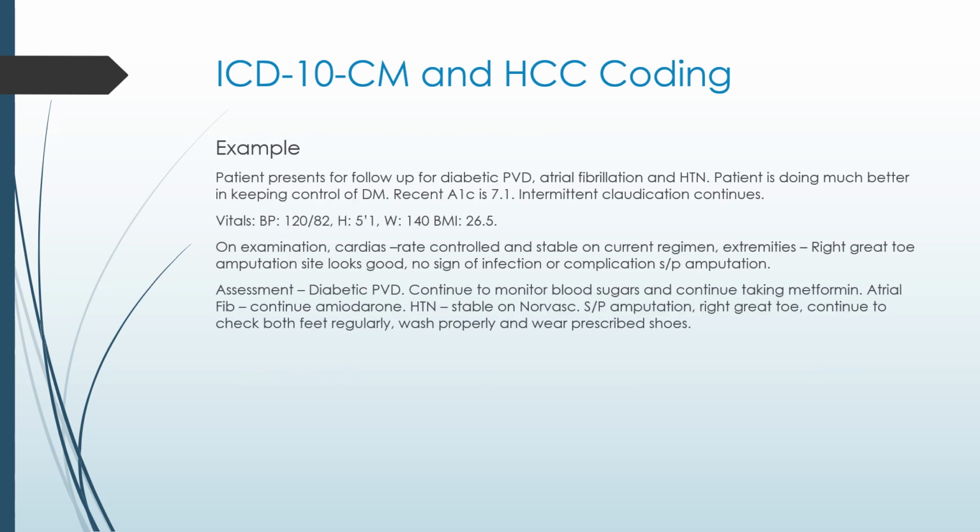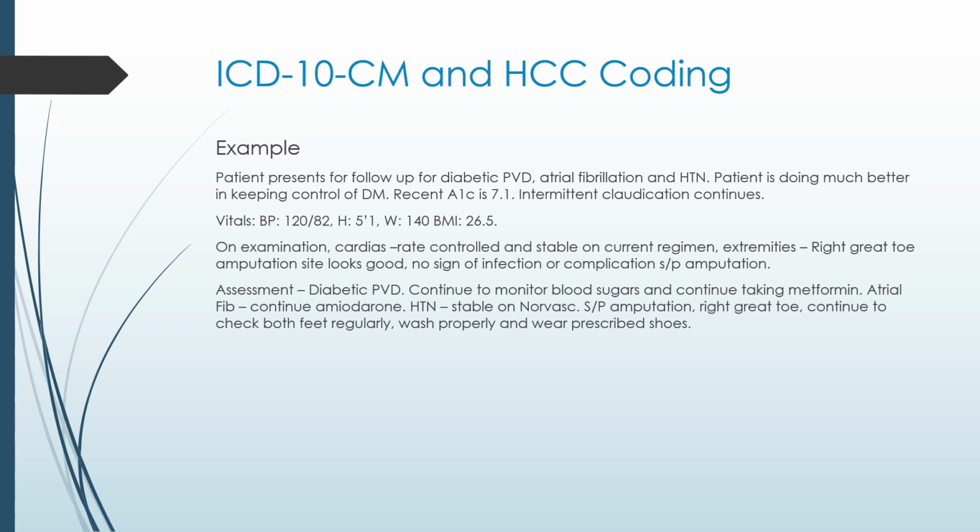So here's an example. A patient presents for follow-up for diabetic PVD, atrial fibrillation, and hypertension. Patient is doing much better in keeping control of the diabetes. Recent A1C is 7.1. However, intermittent claudication continues. We see that we have documented vitals. We have a documented examination on the patient.